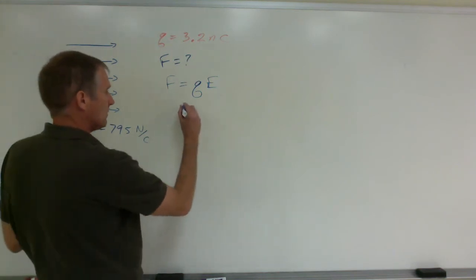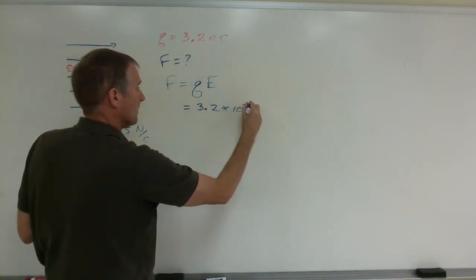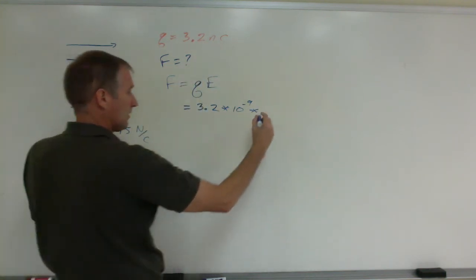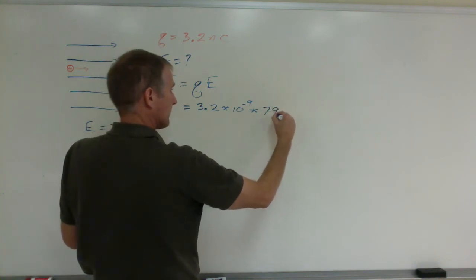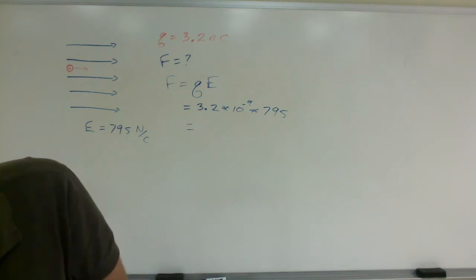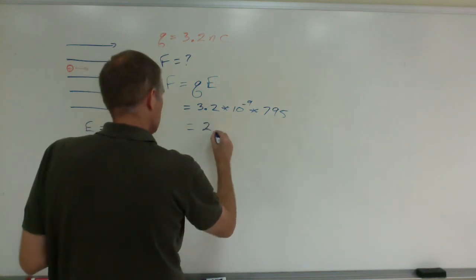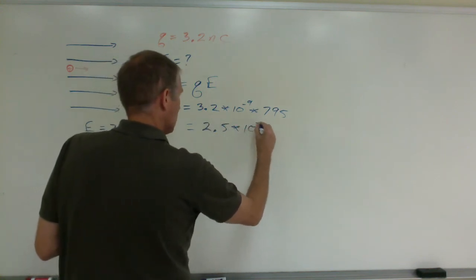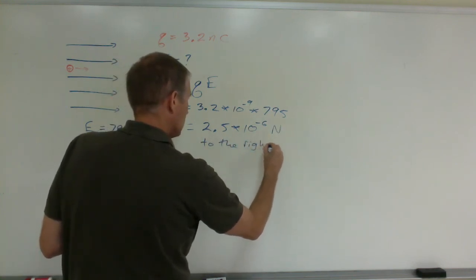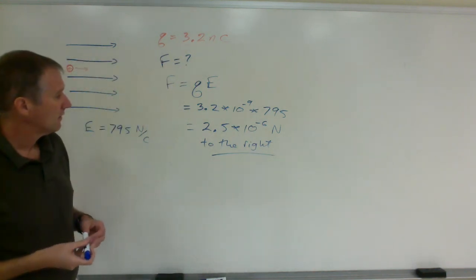It's a very easy question. So we're going to put 3.2 times 10 to the negative 9, then multiply that, because we have to be in coulombs, not nanocoulombs, times 795. And that comes out to be 2.54 times 10 to the negative 6. So we'll just round it to 2.5 times 10 to the negative 6 newtons, and it would be to the right, in the same direction as the field, because it's a positive force.